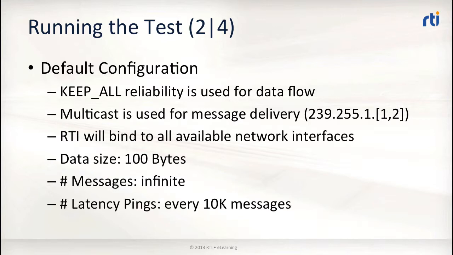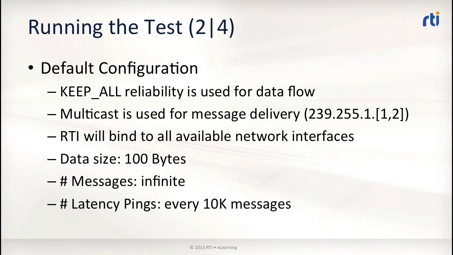The test is configured to send a latency ping every 10,000 throughput messages. So what this means is every time the publisher sends a message on the throughput topic, after the 10,000th throughput message, the next one will contain the timestamp indicating the echo request from the subscriber. Note the test by default starts as a publisher. If you want to start the test as a subscriber, you'll need to provide the -sub option.